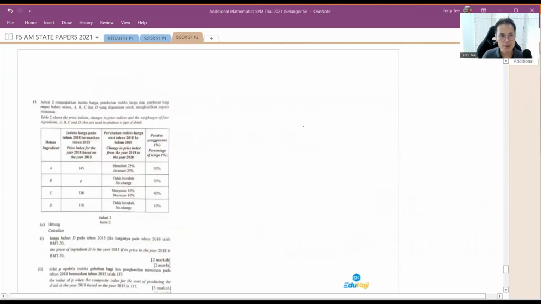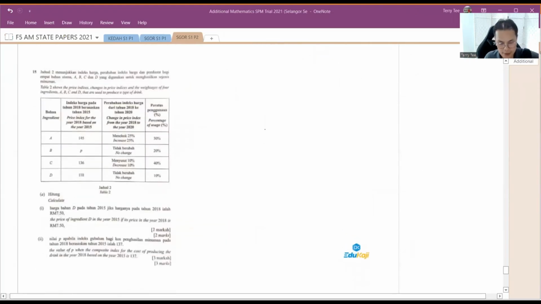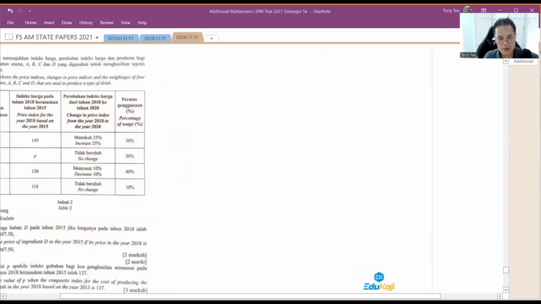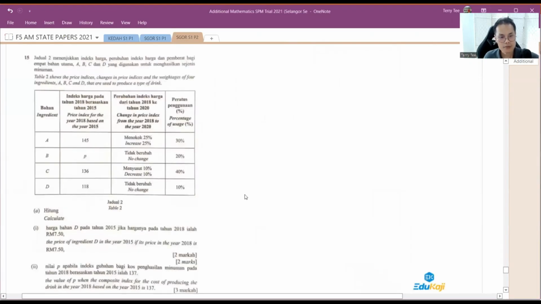Okay, last question. This is index number, so I'll zoom in a bit. The first part: the table shows the price indices, changes in price indices and weightages for four ingredients A, B, C and D used to produce a type of drink. Calculate the price of ingredient D in 2015 if the price in 2018 was 750.